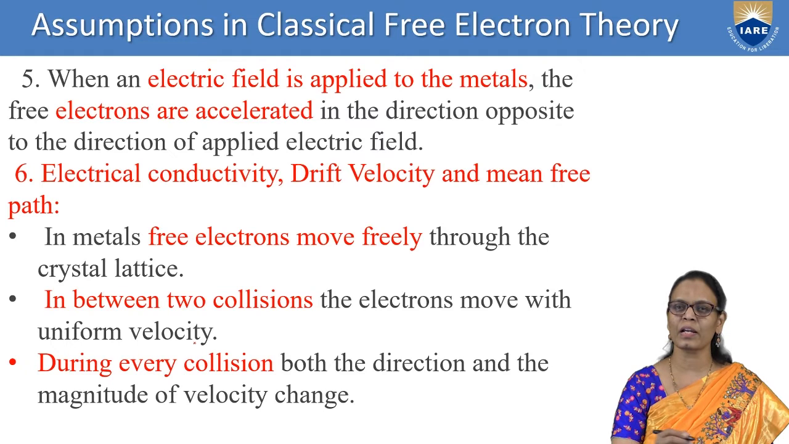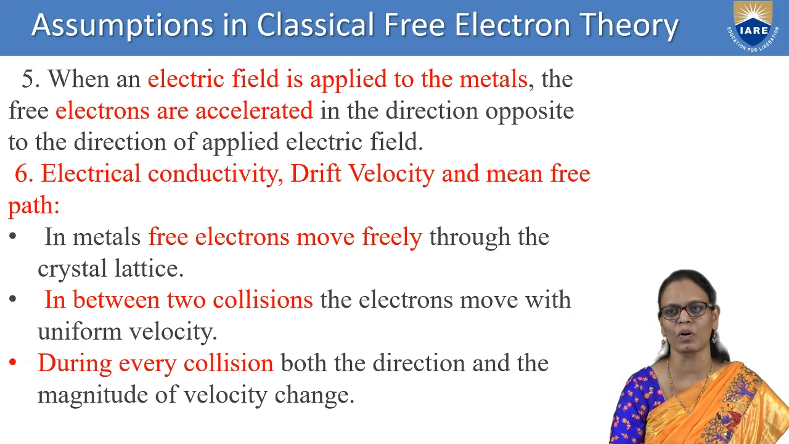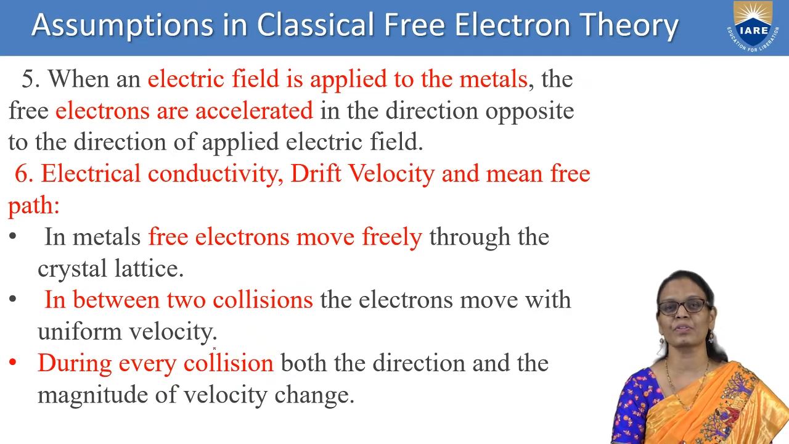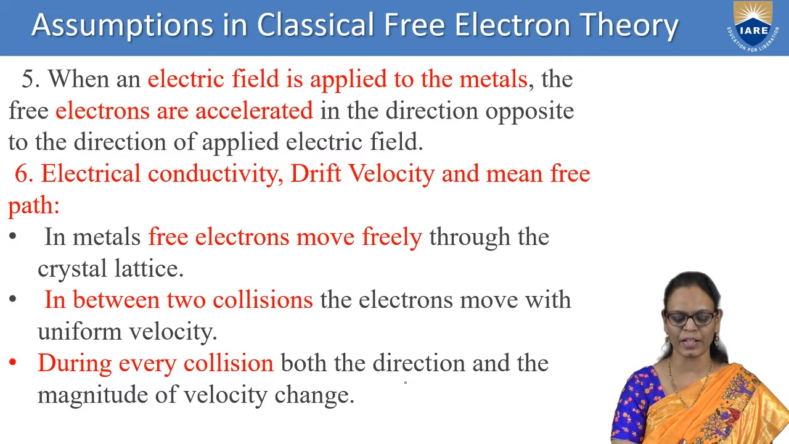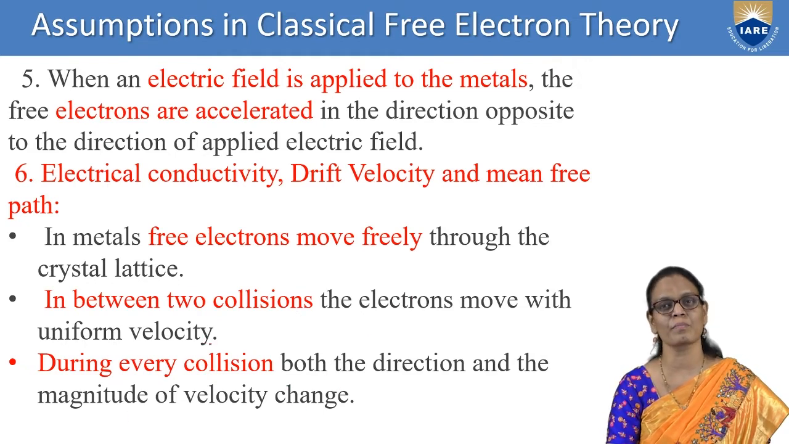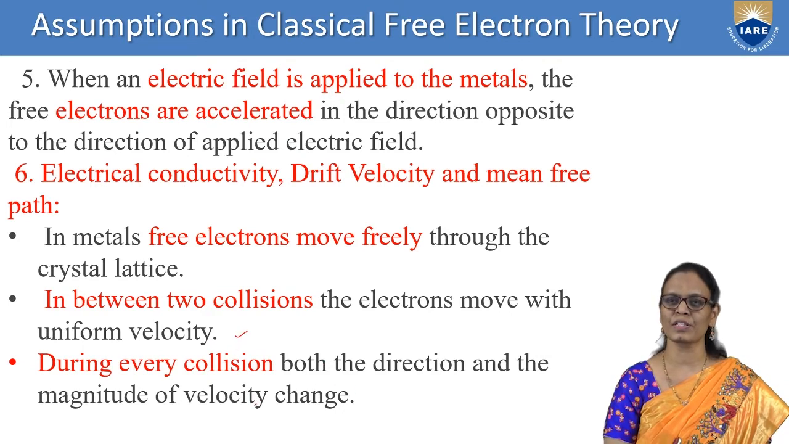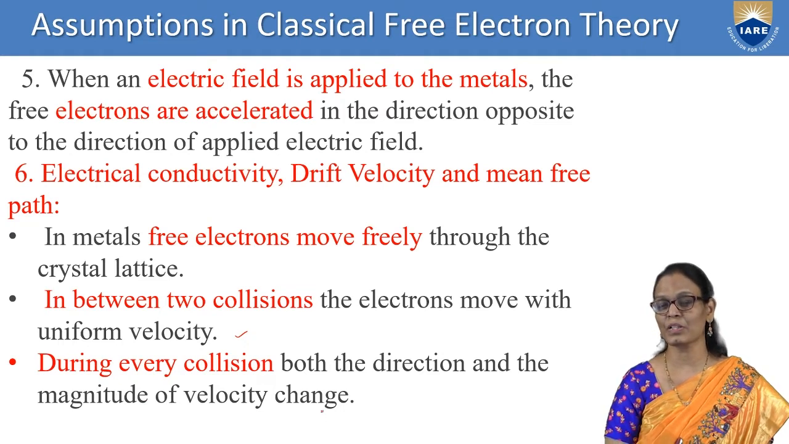Now, when they are colliding with each other, between one collision and the next, they will have to move a certain distance, even though it is very small. So, they are considered to travel with uniform velocity. During every collision, both the direction and magnitude of the velocity may change. But in between collisions, the velocity remains constant.